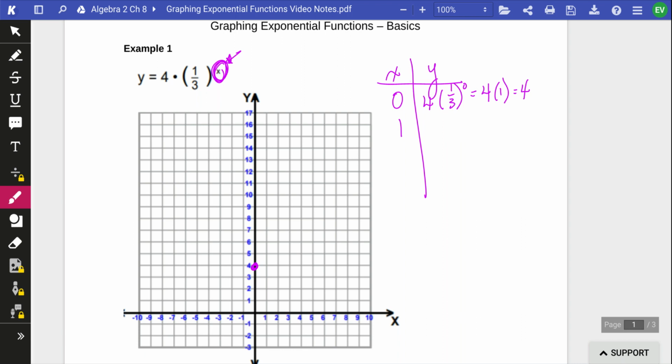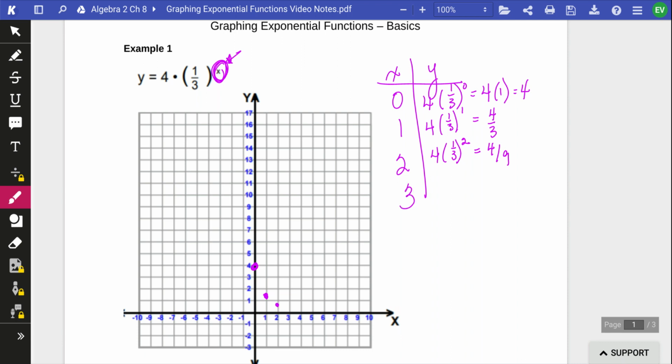If my x value is 1, we have 4 times 1/3 to the first power. 1/3 to the first power is 1/3. 1/3 times 4 is 4/3. So that gives me a point that is just between 1 and 2 on the y-axis. Let's look at x equals 2. So I've got 4 times 1/3 to the second power. So that's 1/3 to the second power is 1/9. So 4/9 is my y value. That's about a half. Hopefully you can see kind of where we're going now.